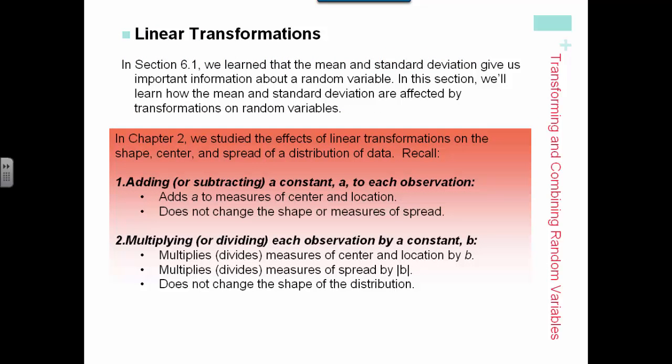In section 6.1, we learned the mean and standard deviation give us important information about a random variable. In this section, we'll learn how the mean and standard deviation are affected by transformations on random variables.